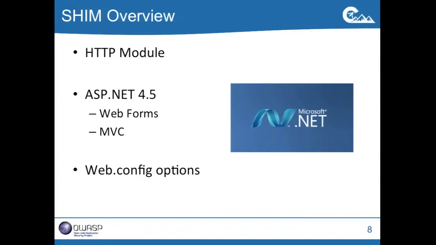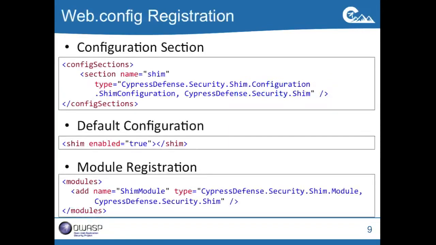It supports web forms and MVC, and all we have to do is modify three things in our web.config file to turn this on. So here's what we need to do. Our configSections element in the config. We go ahead and add the section, reference the CypressDefense.Shim configuration class. We've got our default configuration. All you have to do is add that one line, shim enabled true, and that will add every single header that we're going to talk about to your response headers. And then the module registration, we need to tell the module to actually run. So we go ahead and put that in there, and then that's what triggers that code to execute on every request that comes through.